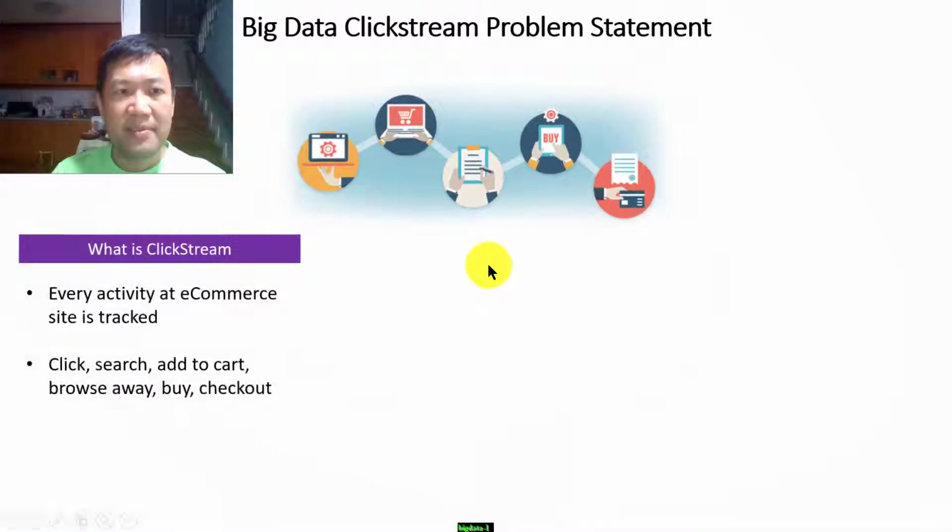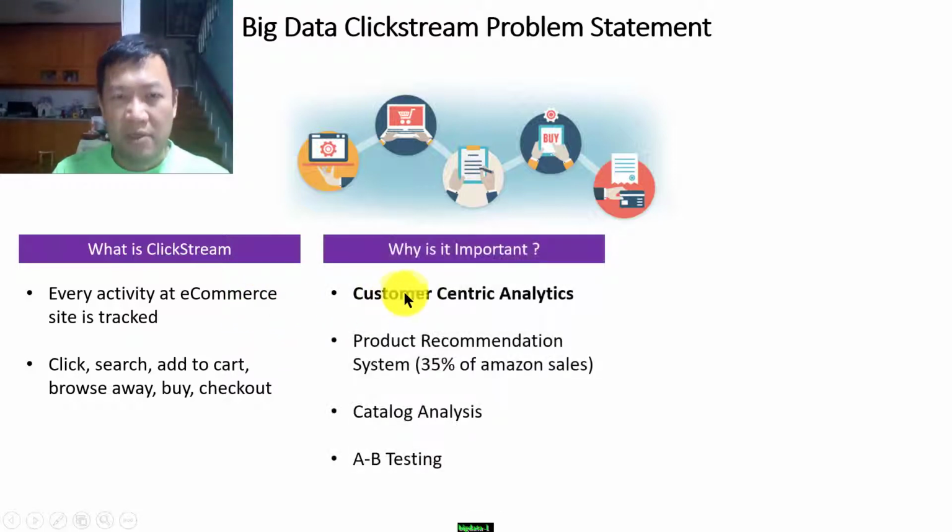Let's look at Clickstream. What is Clickstream? Every time we visit an e-commerce website, the things that we search, the things that we click, we check out and enter the credit card numbers, they're all being recorded. The purpose of this is because the e-commerce website would like to give us the best shopping experience. They call this a customer-centric analysis.